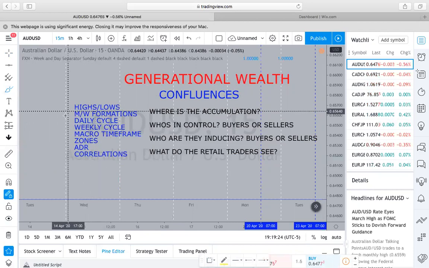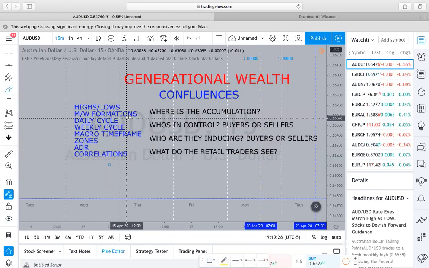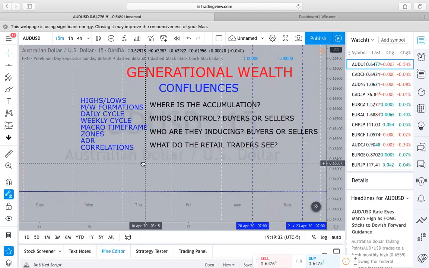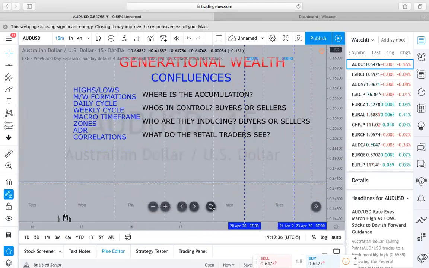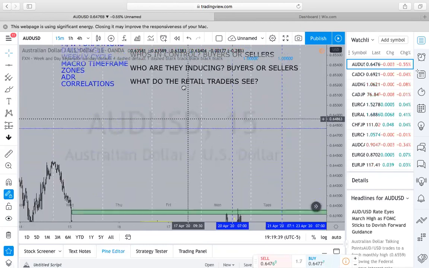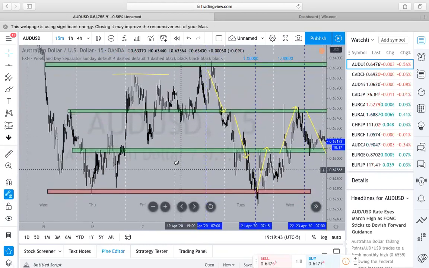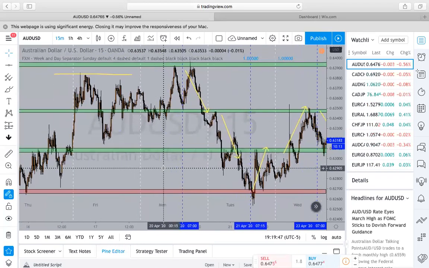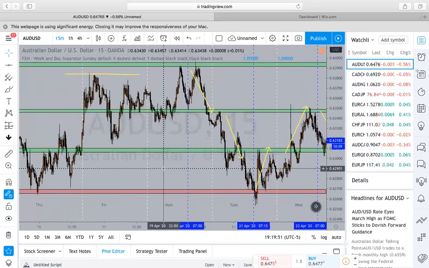Like I said, the highs and the lows go with the M and W formations. But that means you have to understand what kind of M and W formation you're seeing. Is it a macro M formation? Is it a micro? Do you know the difference?